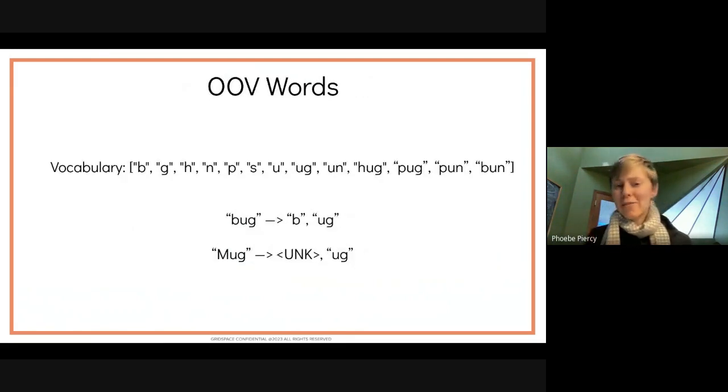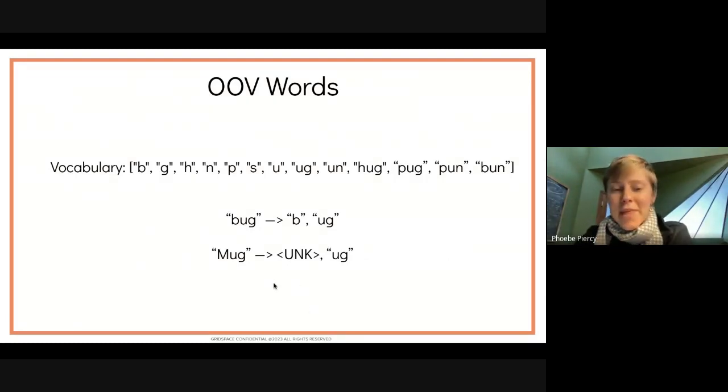Looking at how this handles OOV, out of vocab words: if we give it the word bug, it would be able to split this up into subwords that it knows from its vocab, B and UG. However, if we give it mug, it's never seen the letter M before, so that would be an unknown token and then UG. So this is a design decision about the size of your vocab. You want to make it broad enough to handle these OOV words. But if there's a super, super rare subword, then at scale it's probably computationally inefficient to store and represent it compared to just calling it unknown when it happens. So it's a trade-off, like everything in life.